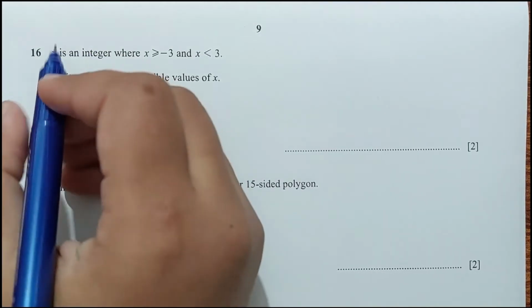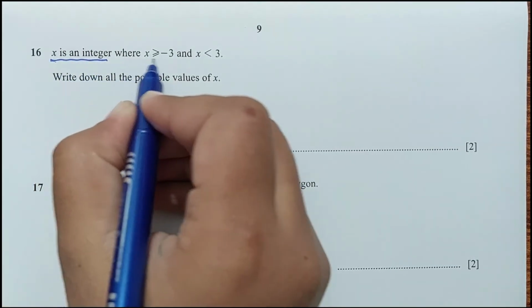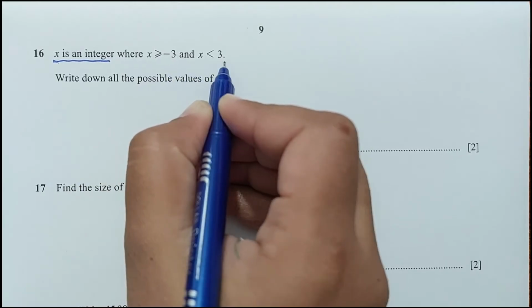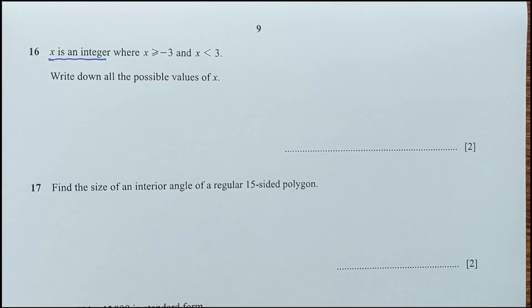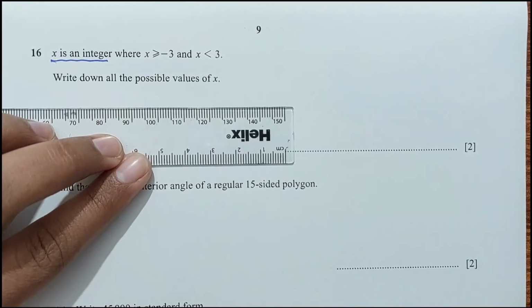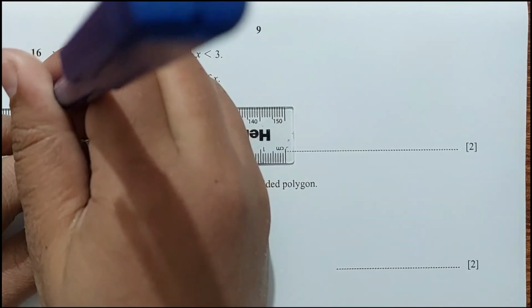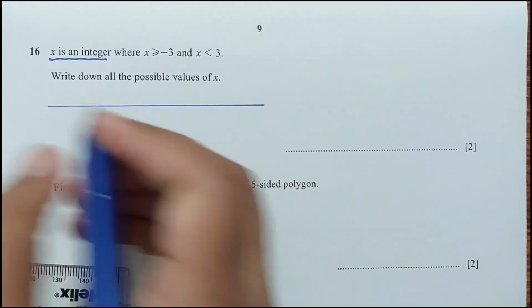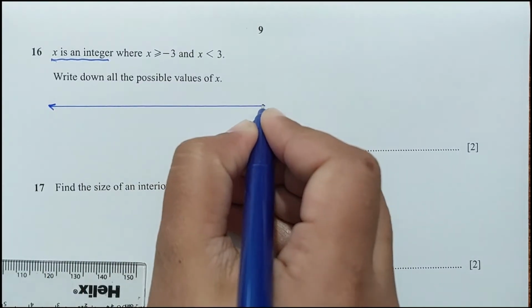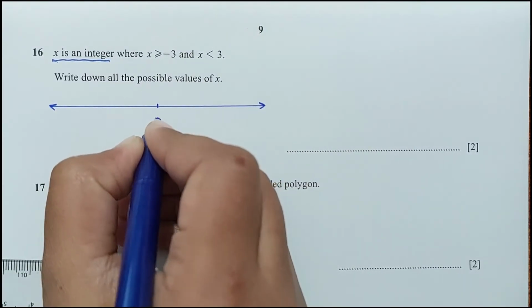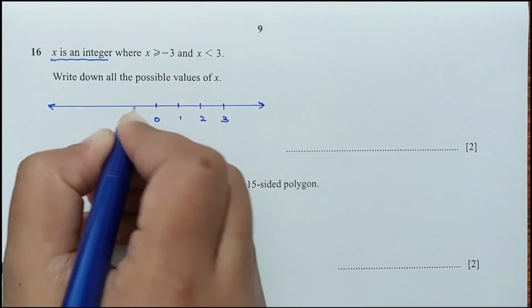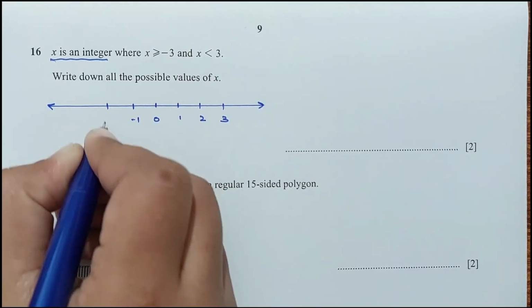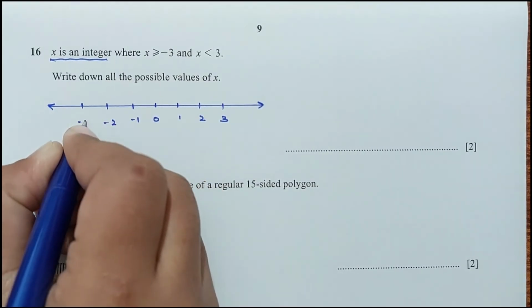Question number 16, x is an integer where x is greater than or equal to negative 3 and x is less than 3. Write down all the possible values of x. Okay, let me draw the number line here to understand the concept. If this is 0, 1, 2, 3, and this is negative 1, negative 2, and negative 3.